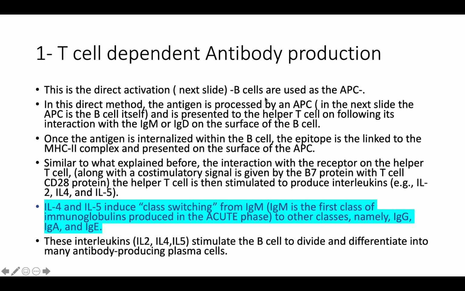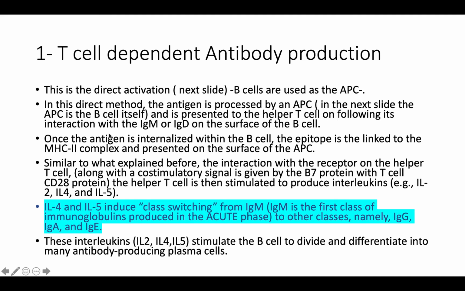So what happens? In this direct method, the antigen is processed by the APC, and then I present it to the helper T cell, and then interaction between the T cell receptor and MHC2 occurs, and the cell is then activated, following its interaction with IgM on the cell surface of the B cell. Once the antigen is internalized within the B cell, the epitope is linked to the MHC2, as we know, and presented. Then the interaction happens between the helper T cell and the B cell, and we have a co-stimulatory signal given by the B7 protein with the CD28 on the T cell, and the helper T cell is then stimulated to produce interleukin 4 and 5 as we know, and 2 to activate itself.